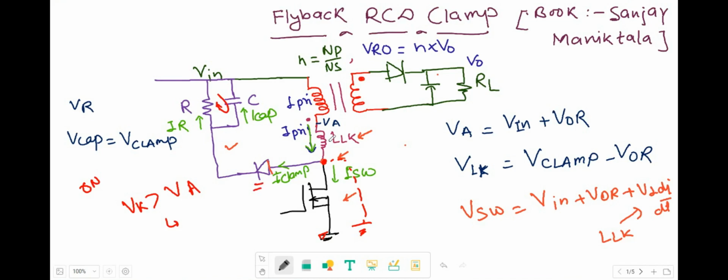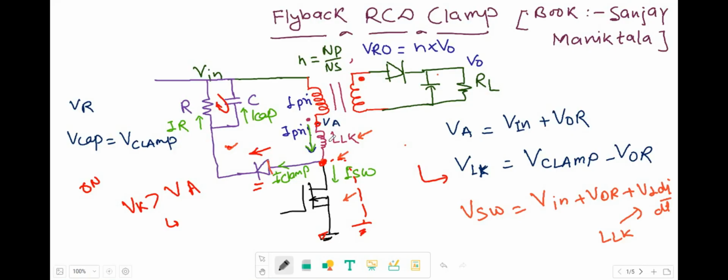And during the turn off time, since V equals LLK di by dt, your voltage at the drain is going to rise, and it is going to be higher than your clamp voltage here, and then your diode activates and all the leakage energy passes through this capacitor. Your capacitor absorbs this leakage energy. Okay, so the voltage at this point is V in plus VOR, and if you try to calculate the leakage voltage, that is going to be the clamp voltage.